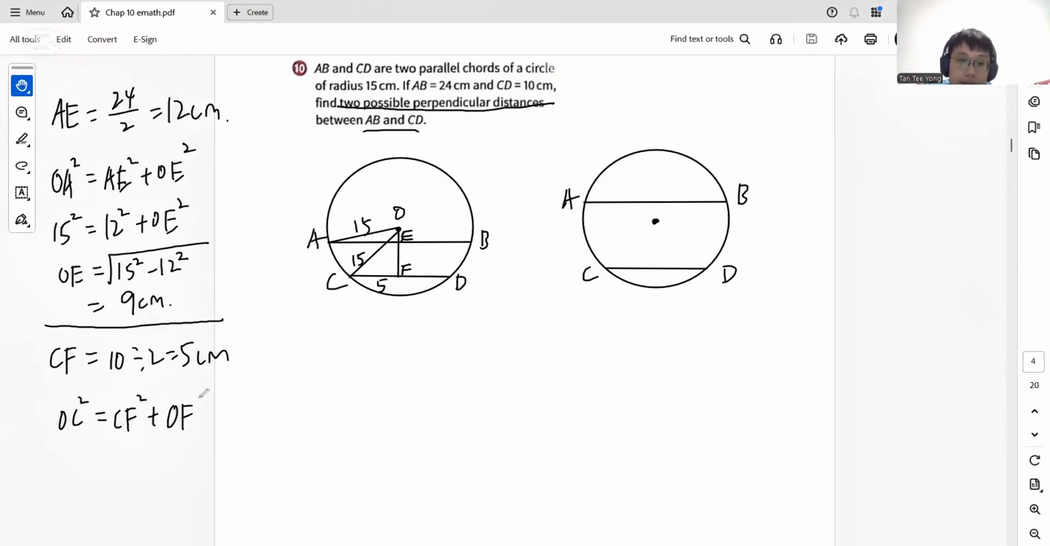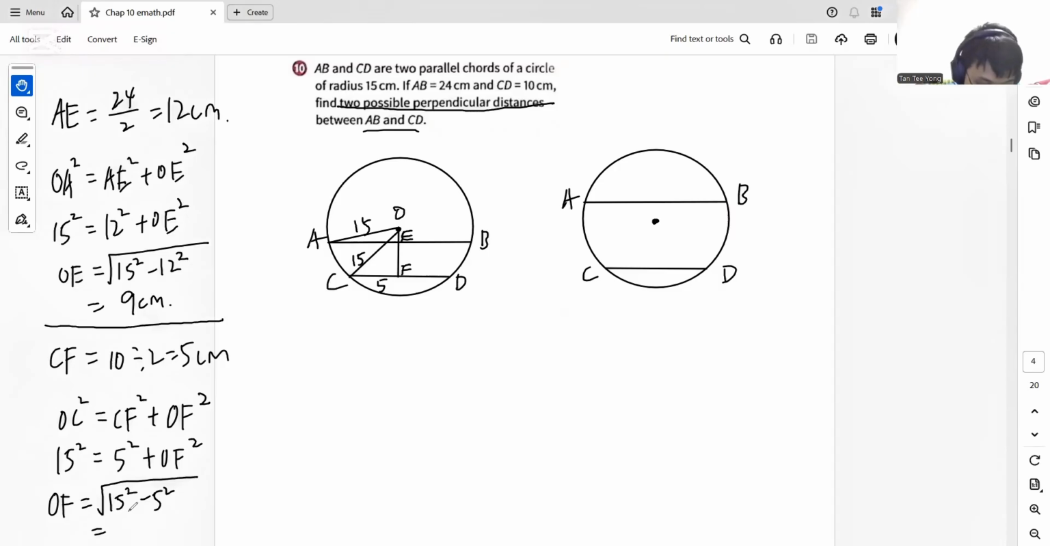Okay, so OC square is 15 square, equal to CF, which is 5 square, plus OF square. Take note, it's OF because it's the whole triangle, not EF. We've got to find EF at the last step. So OF is equal to square root of 15 square minus 5 square. So OF is 14.14213.